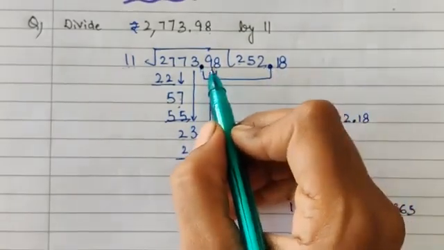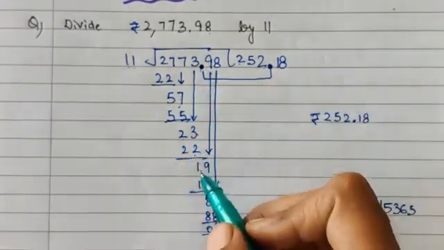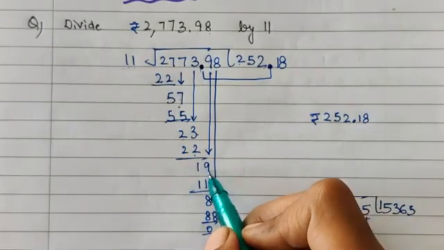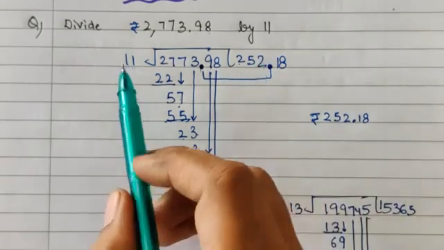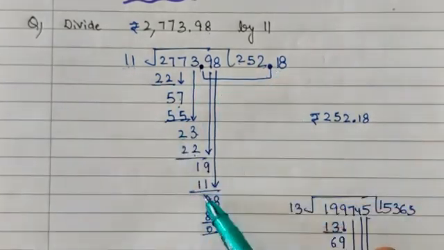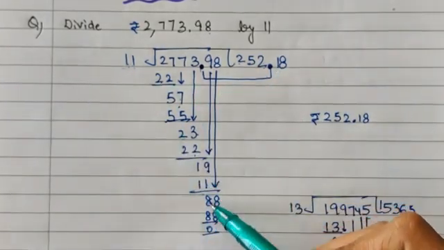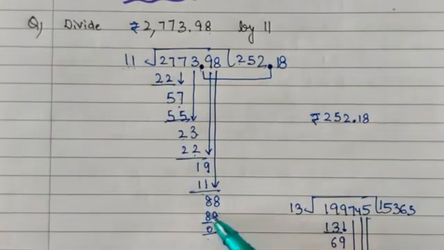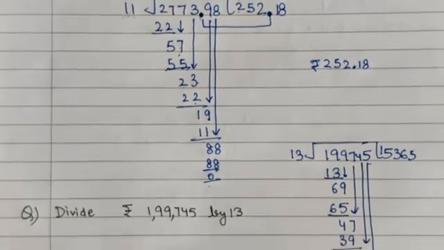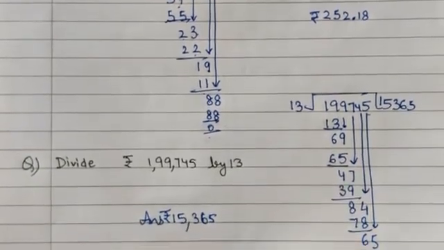So now next is 9. Now 9 will come down. Clear? This decimal will get shifted to the quotient. Now 11 into 1, 11. 9 minus 1, 8. 11 into 8, 88. So what is the remainder we get? 0.